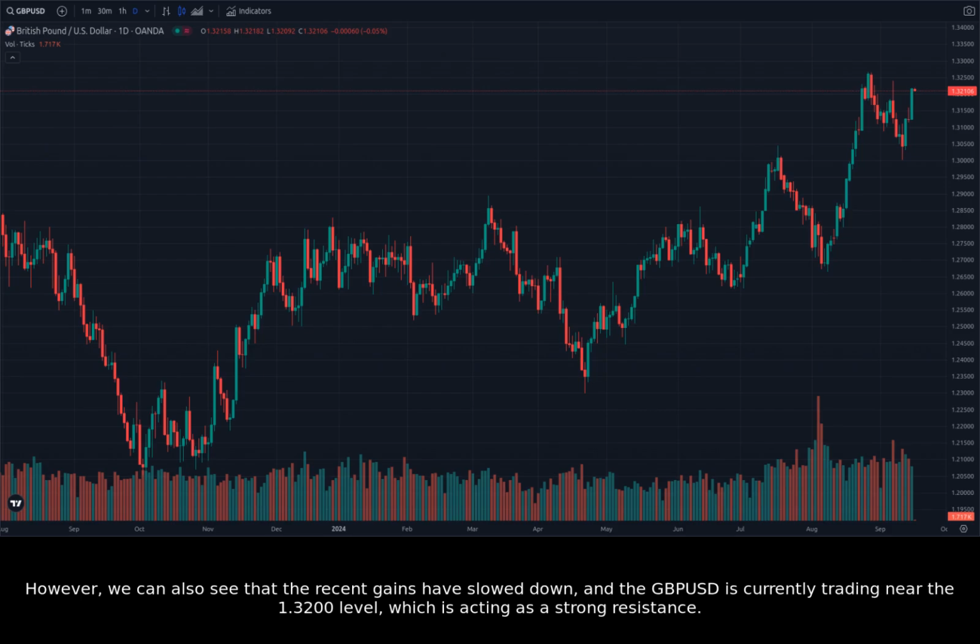However, we can also see that the recent gains have slowed down, and the GBPUSD is currently trading near the 1.3200 level, which is acting as a strong resistance.